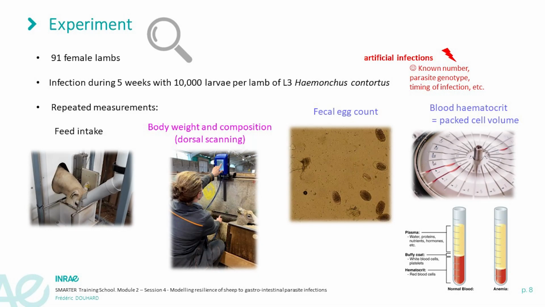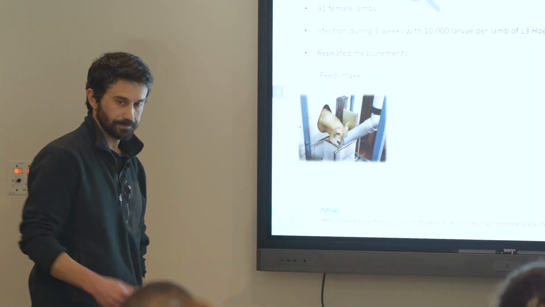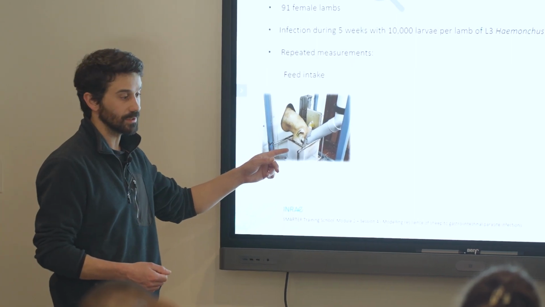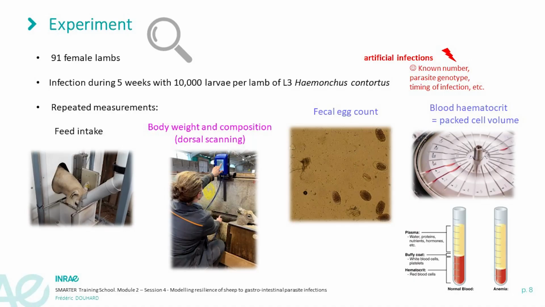And we have repeated measurements. So we measured first feed intake. It was a concentrate that was provided ad libitum, and it was recorded automatically. We measured the body weight, and we also measured the composition of the body with the dorsal scanning. We measured the fecal egg count, and we measured, finally, the blood hematocrit.